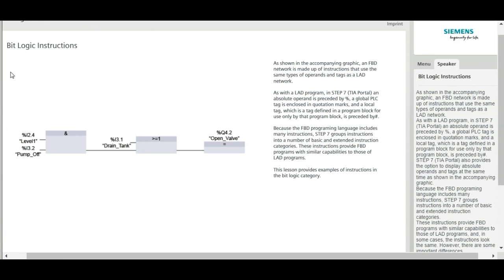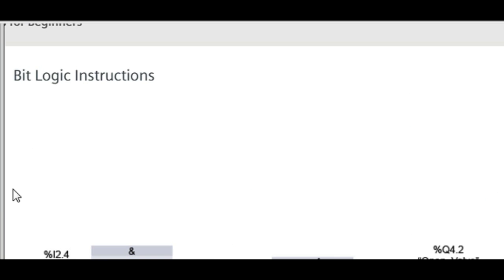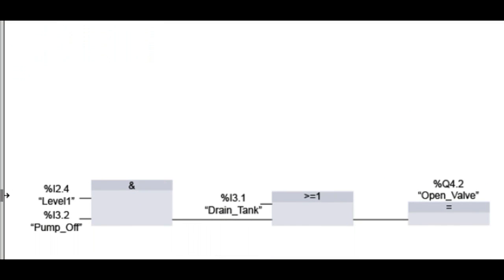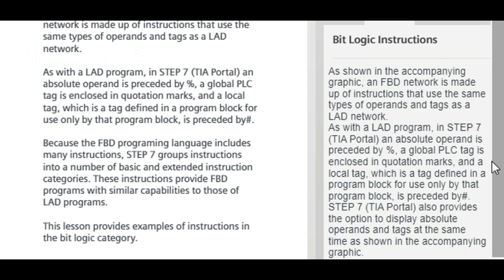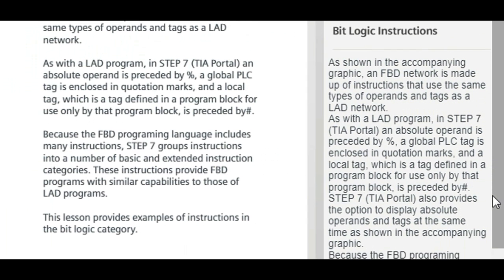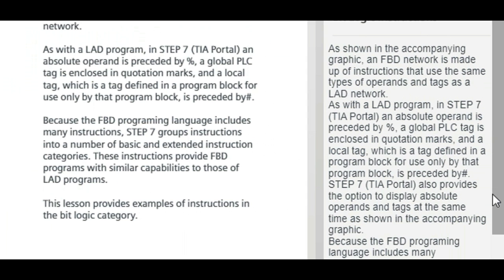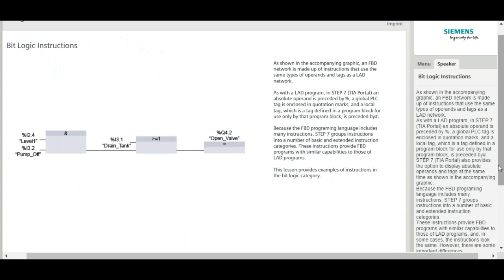As with a LAD program, in Step 7 TIA Portal, an absolute operand is preceded by %, a global PLC tag is enclosed in quotation marks, and a local tag, which is a tag defined in a program block for use only by that program block, is preceded by the # symbol. Step 7 TIA Portal also provides the option to display absolute operands and tags at the same time as shown in the accompanying graphic.